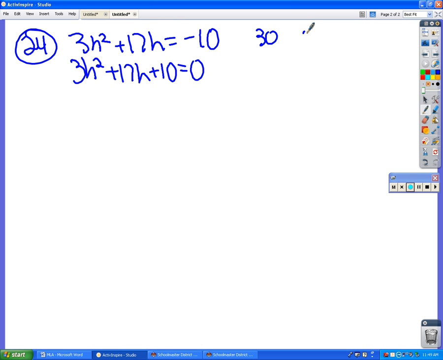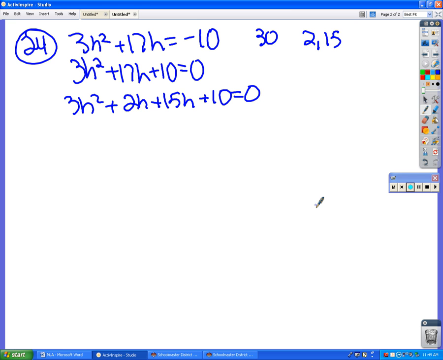2 and 15. So that means I can rewrite my original problem as 3h squared plus 2h plus 15h plus 10 equals 0. Okay, so I just took that 17 and broke it down into 2h and 15h. So now what factors out of 3h squared plus 2h? H. And when I factor that h out of each one of those terms, what am I left with?